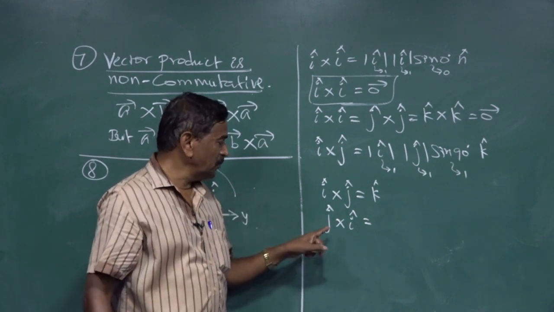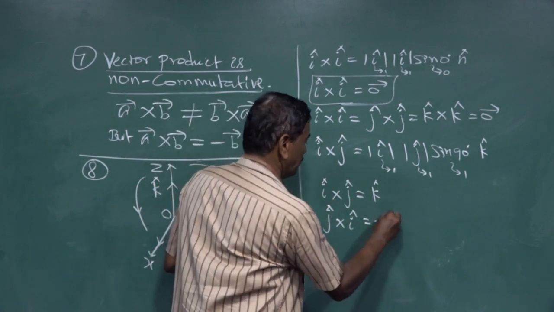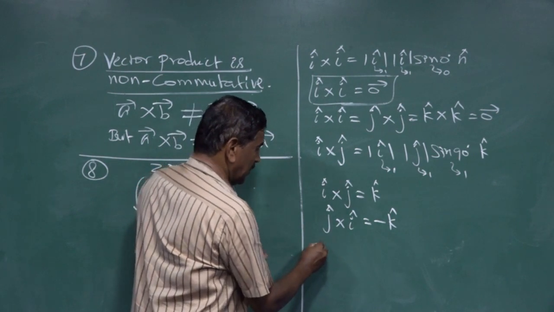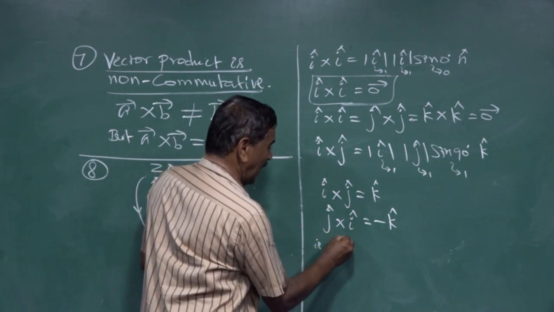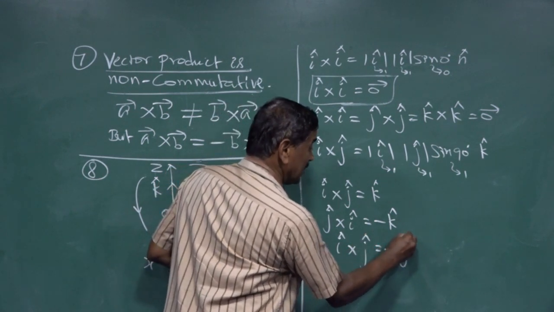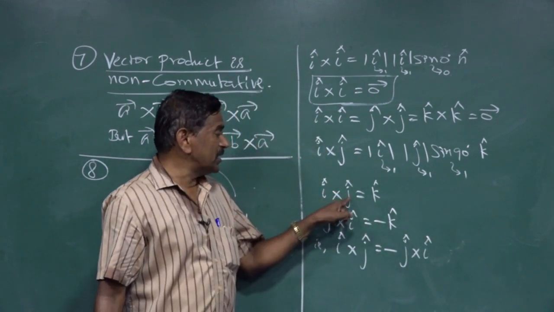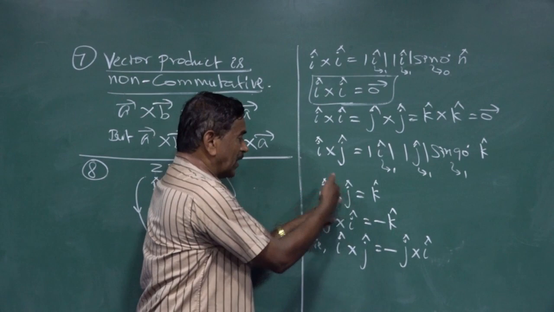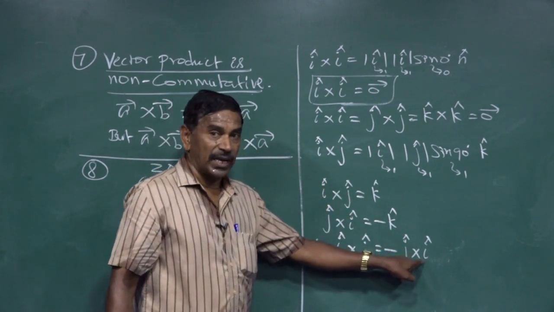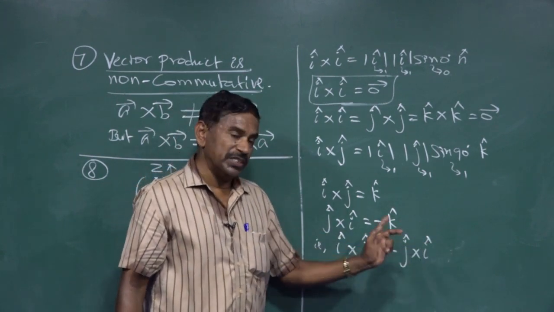Now, my question is, J cap cross I cap is equal to? Yes, minus K cap. Because I cap cross J cap is equal to minus J cap cross I cap. Here, I cross J equal to plus K means J cross I is equal to minus K, because A cross B equal to minus B cross A. Similarly, I cross J is equal to minus J cross I. So which is a technique.